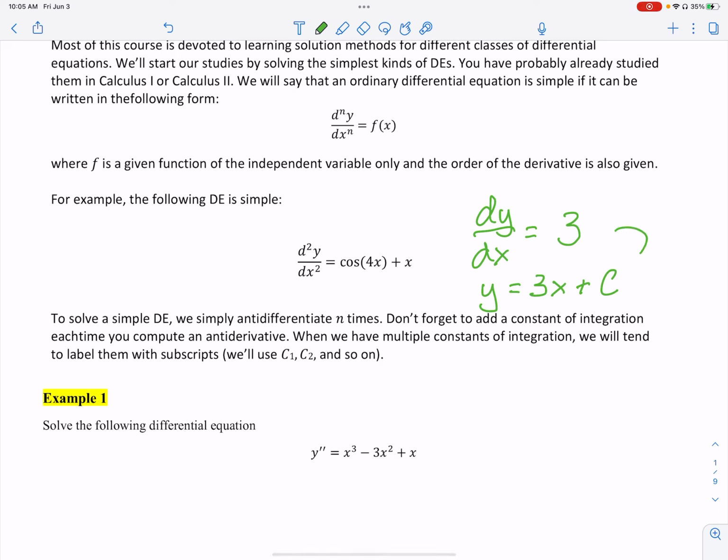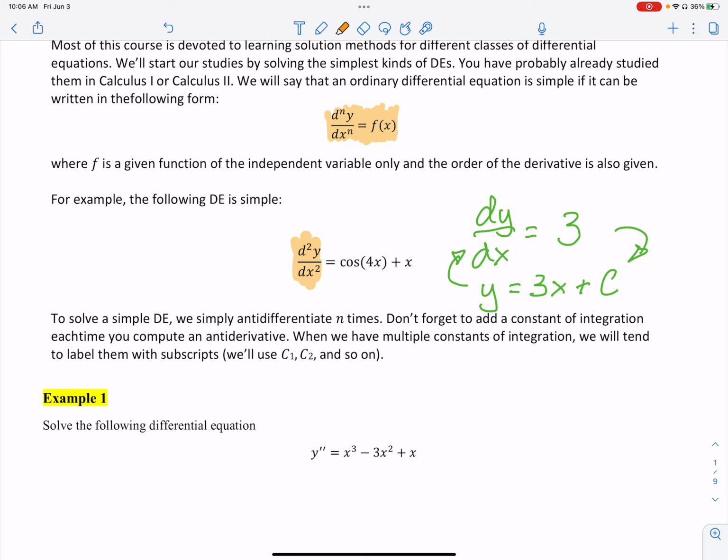But if I wanted to go from here to here, going this way was the derivative, so going backwards, we would integrate. So if I have dy/dx equals something nice and pretty, I can just integrate going back. If I have anything that looks like this, the nth derivative equals some function, I can take integration back n times. For this equation, since it's the second derivative, if I integrate once, I get the first derivative. If I integrate twice, I get the actual function, the solution.